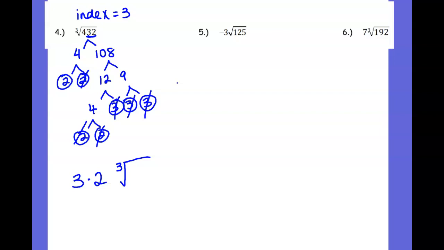Okay, so for this one, we've got cube root. All right, and what's left over is going to be just that 2. That's the only thing not crossed out. So when I finish, I've got 6 cube root of 2.